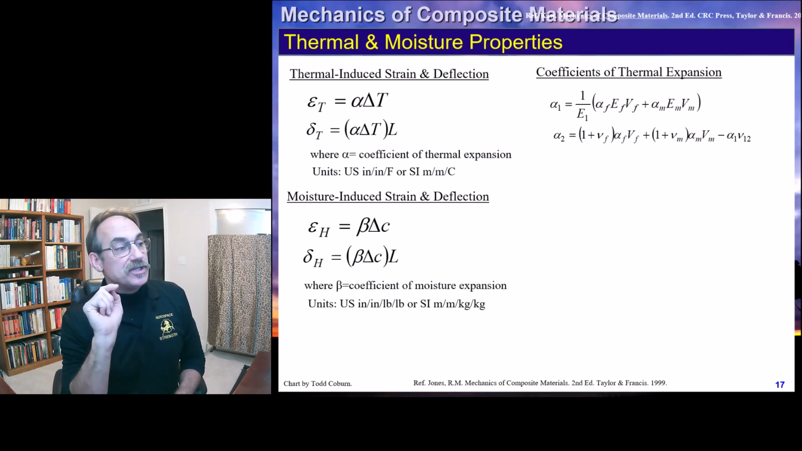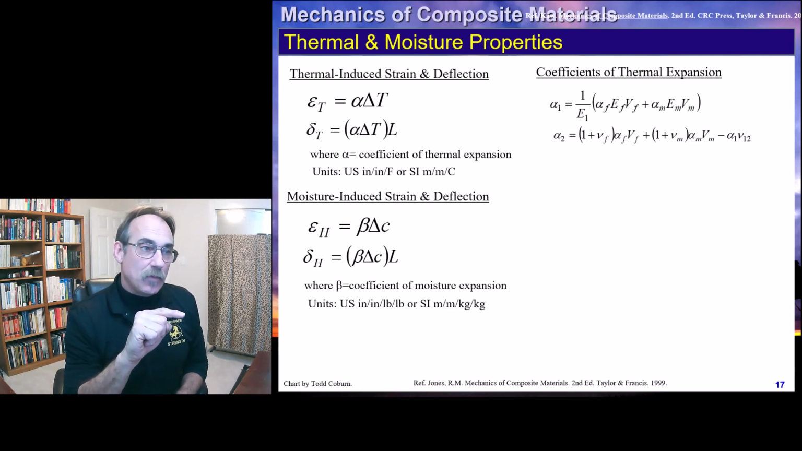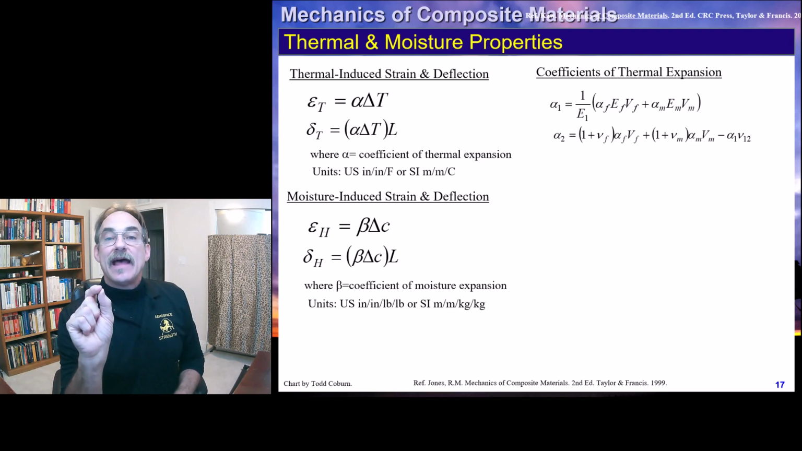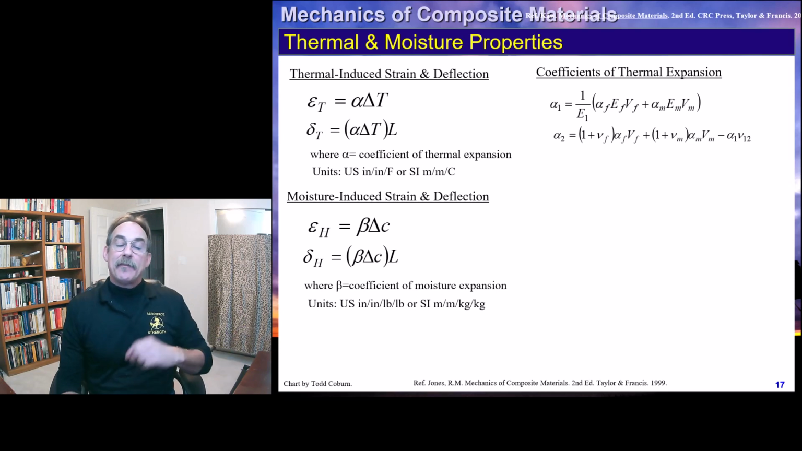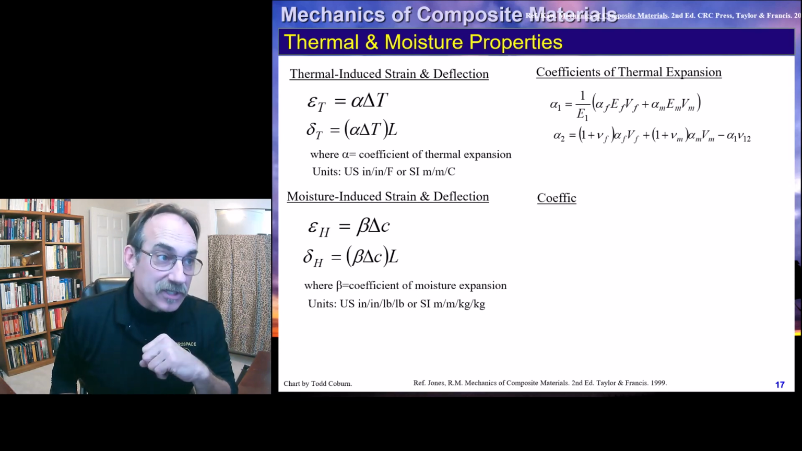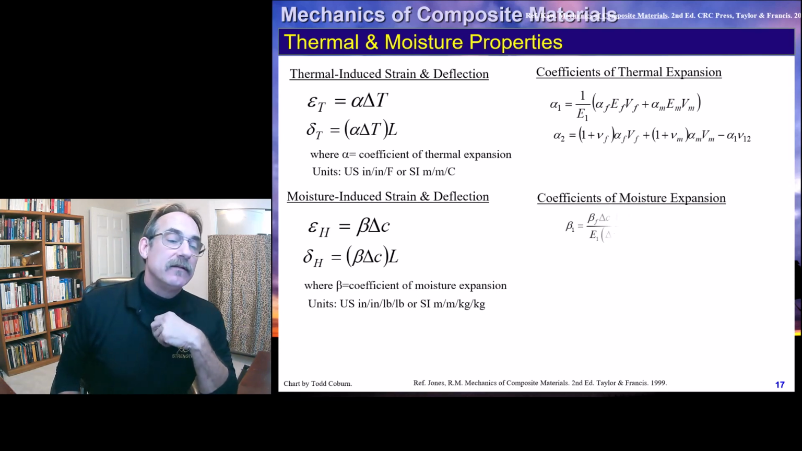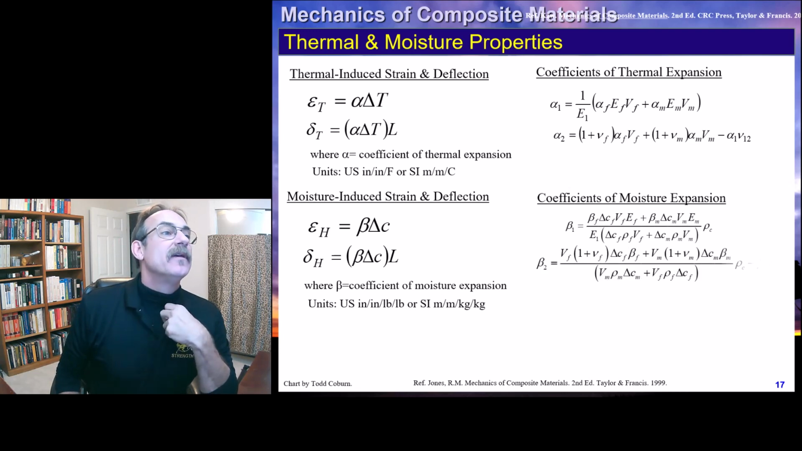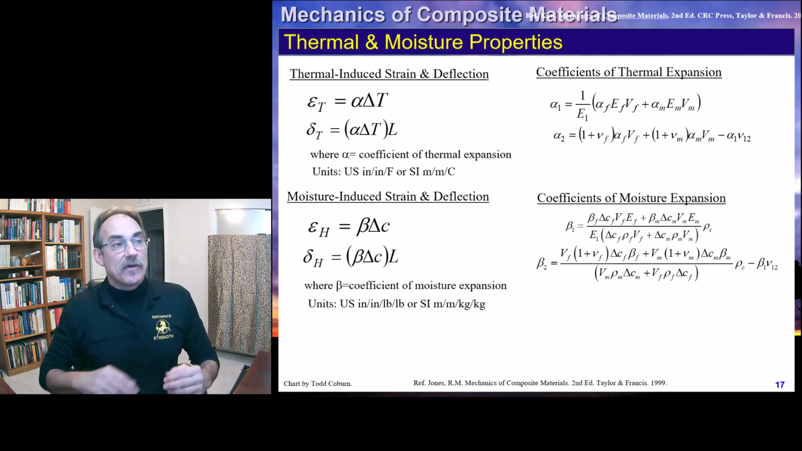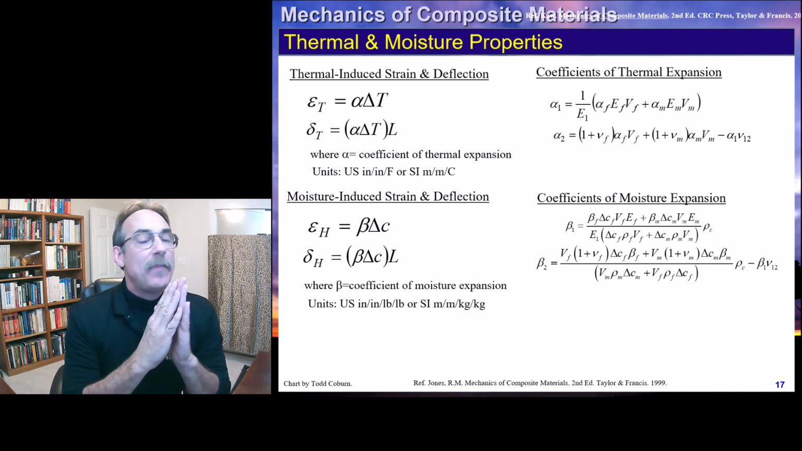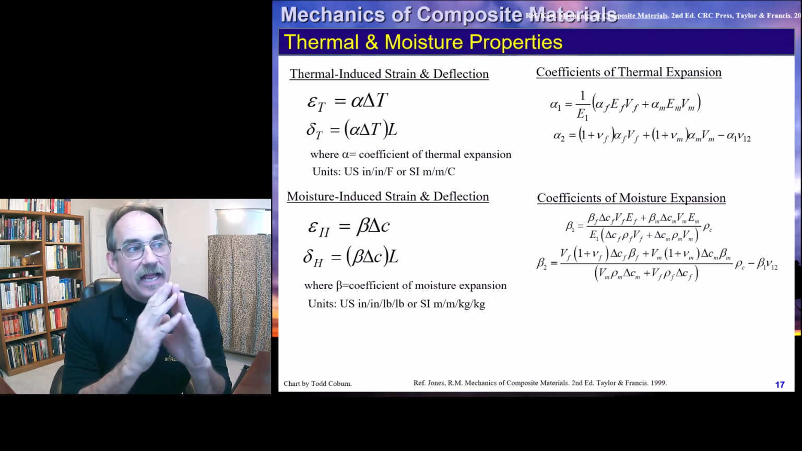All we need to do is know what the beta is, the coefficient of moisture expansion, multiply that by the concentration of moisture, and that will give us the strain. Multiply that by the original dimension, and that tells us what the deflection is. This is how we can estimate those. I'm not going to derive those either. Beta 1 in the one direction and beta 2 in the two direction.